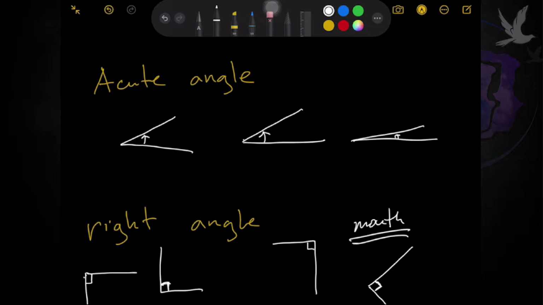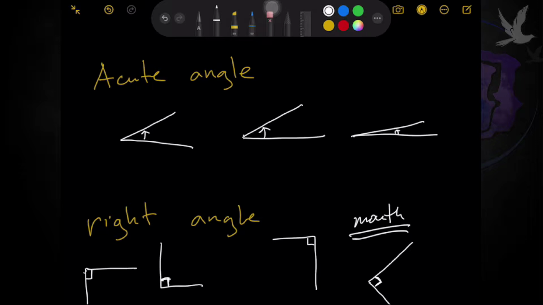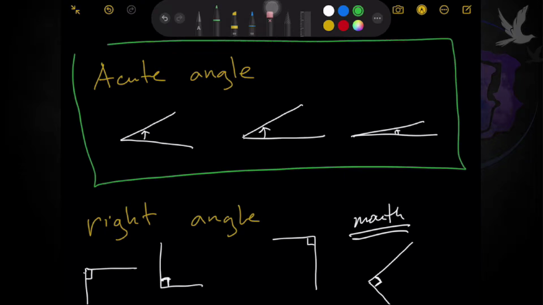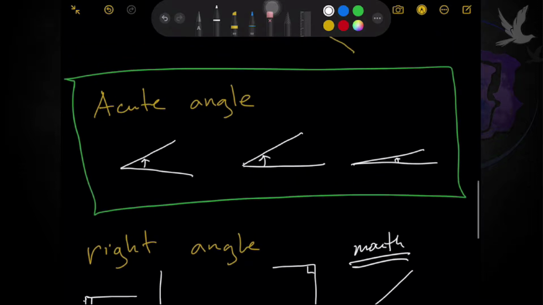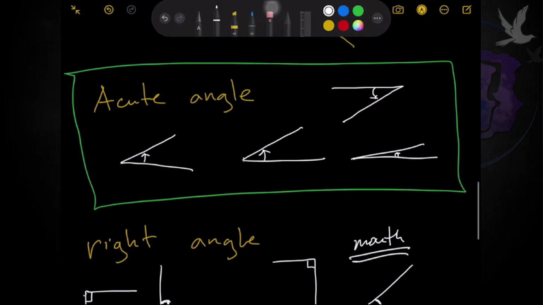If the mouth looks smaller than the right angle, it is called an acute angle. Okay? This belongs here. Which means, like what I've said earlier, pwede nyo rin i-draw yan, it doesn't matter how it looks, as long as you can determine the mouth. If it looks smaller than the right angle, it's called an acute angle.